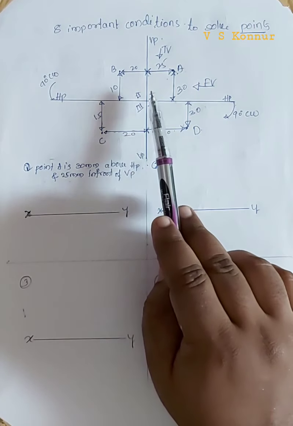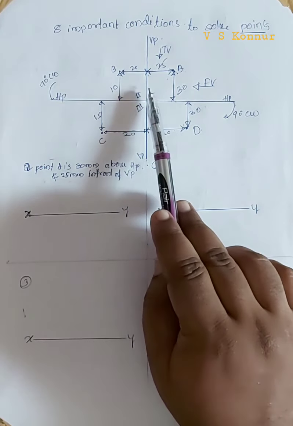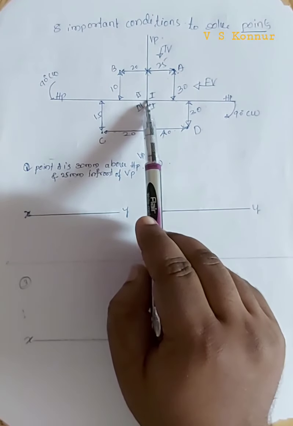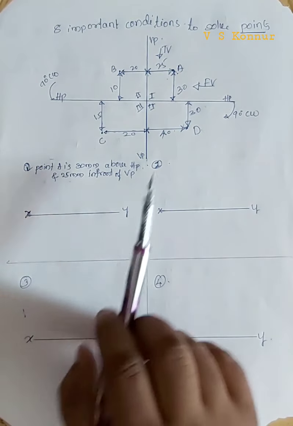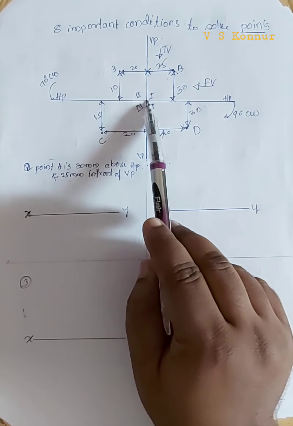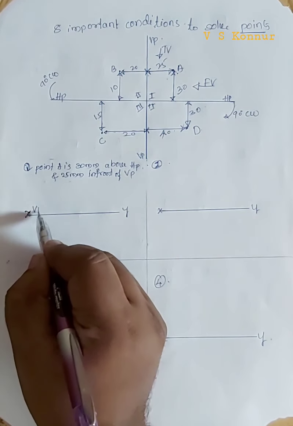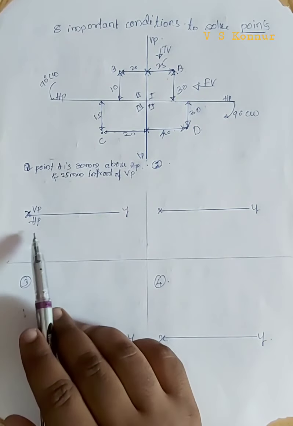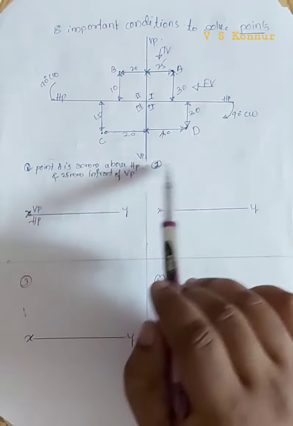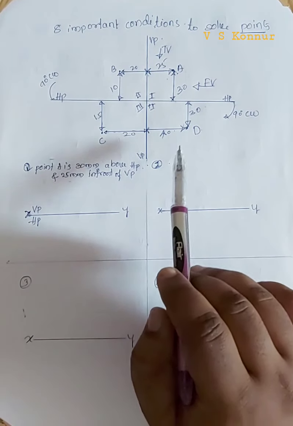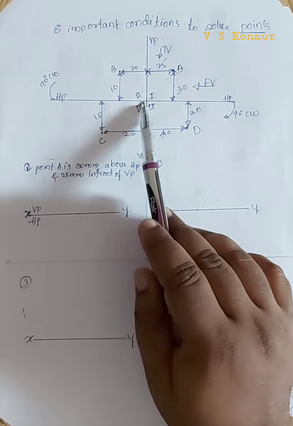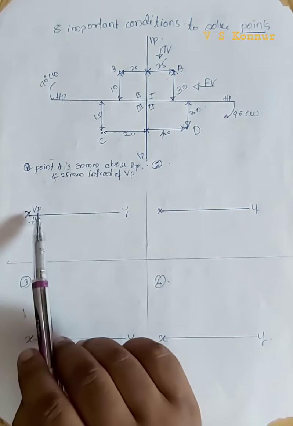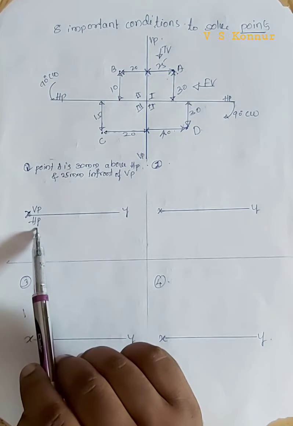Now we know that in the first quadrant, HP will be rotating 90 degrees clockwise. It is called the intersection. That intersection I have drawn as the XY line. At this intersection, VP remains above the XY line and HP remains below the XY line. This is a condition I have to write at the beginning.